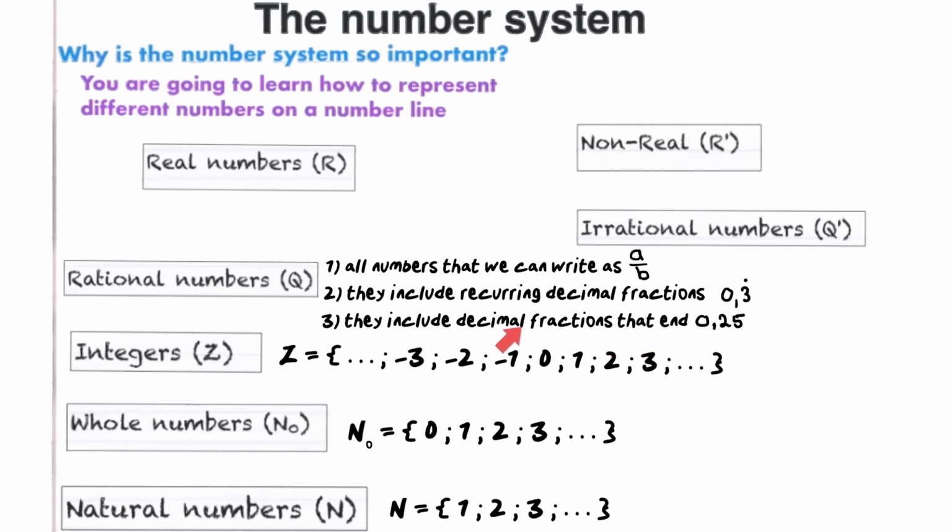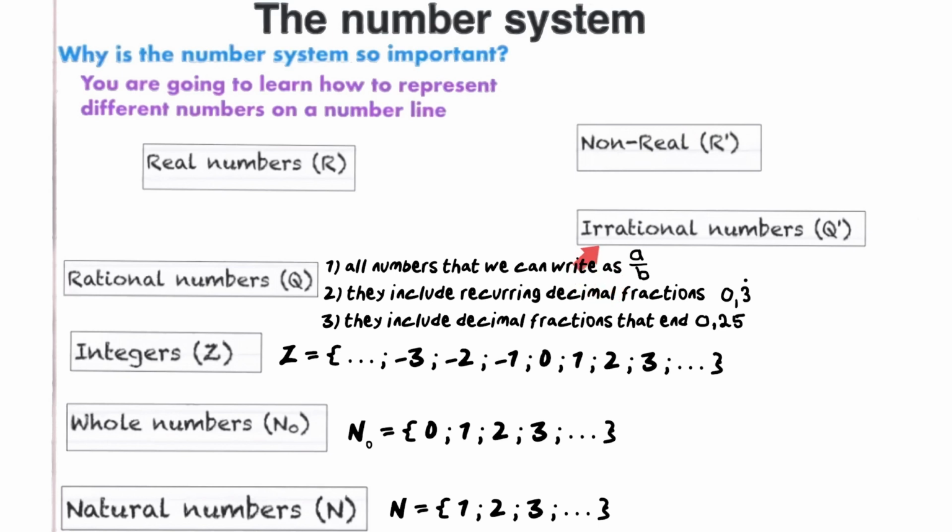So it's important when a decimal fraction ends, we can write it as a over b. For example, 0,25. It stops right there. And we can write it as 25 over 100, which simplifies to a quarter. So any decimal fraction that ends can be written as a proper fraction.